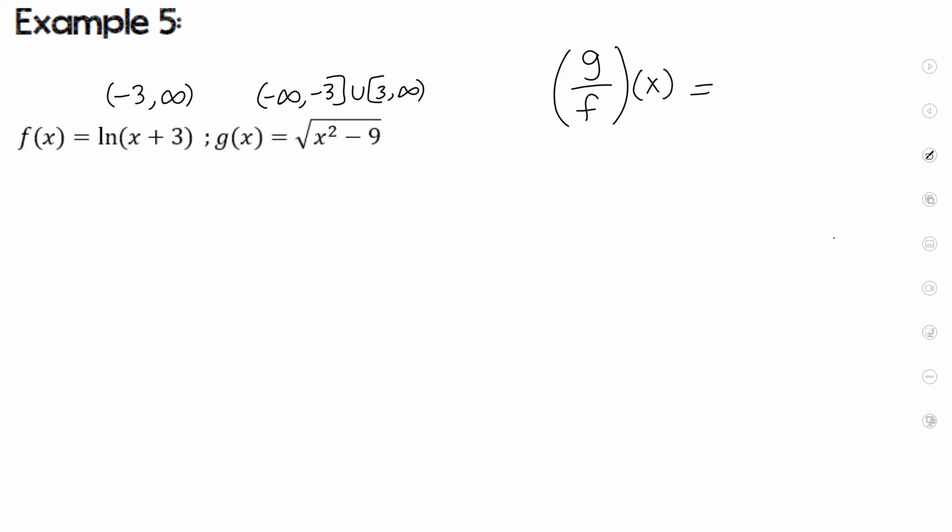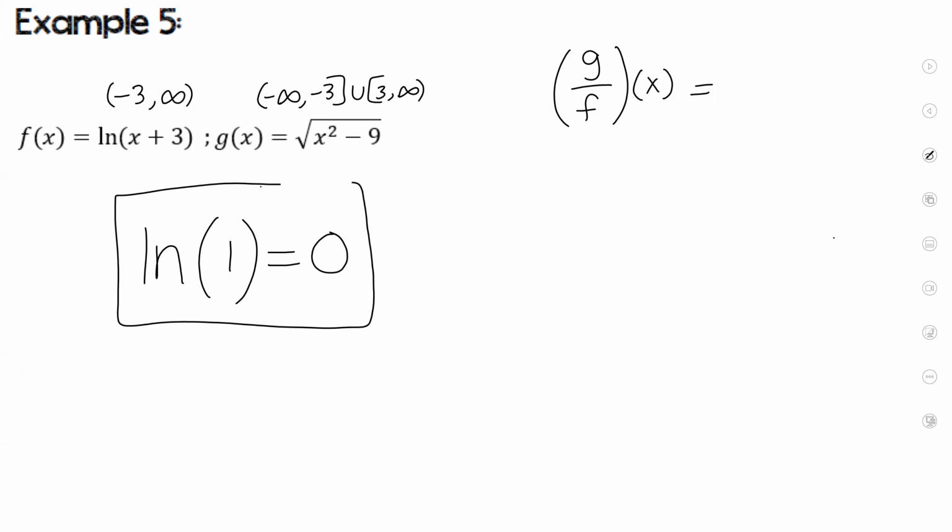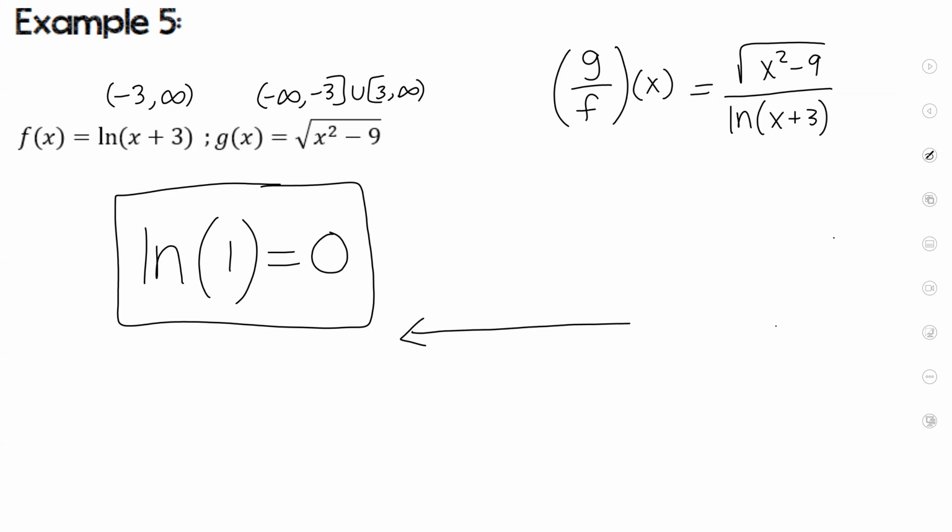As you guys are thinking about this, here is an important fact you have to remember. Natural log of 1 is equal to 0. This is an important fact you have to remember. This will help you determine the domain. Good thinking going on. Okay, so let's look at what this will look like. G of X divided by F of X. Okay, so let's talk about the domain. I'm going to do a number line because that helps me.